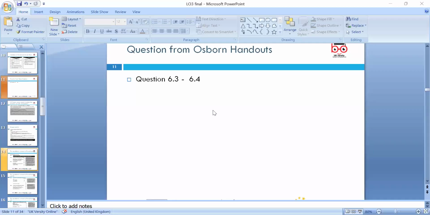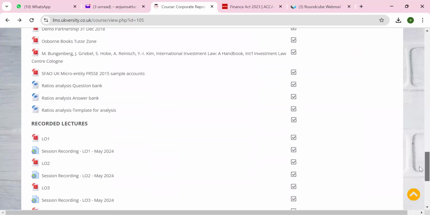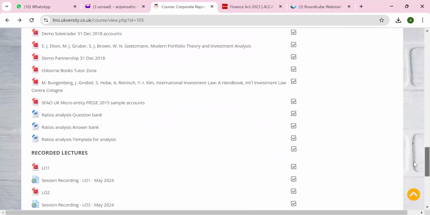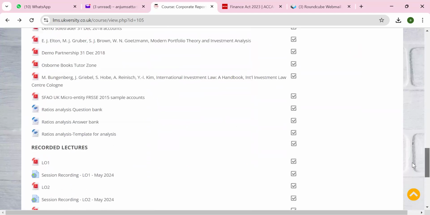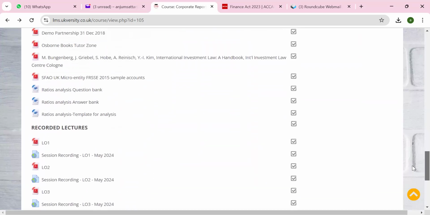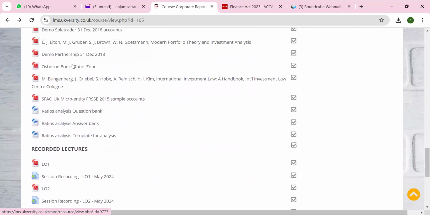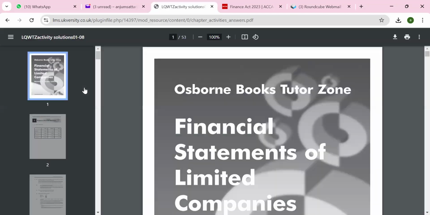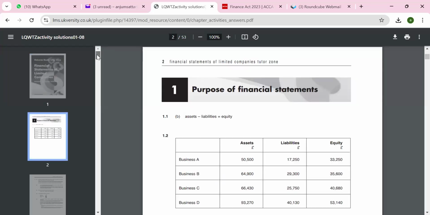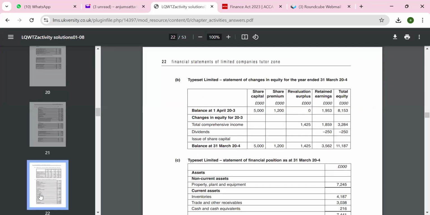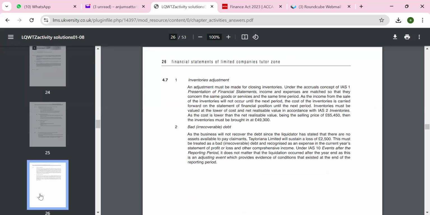Okay. So if you look here, you've been given the handouts. It's called Kaplan, sorry, it's the Osborne handout. We have Kaplan as well as Osborne. If you carry on looking down, you will find Osborne here. So the Osborne tutor, which means answers, and Osborne. If you look within the handouts, I said 6.3, so you go to chapter 6. You look at chapter 6.